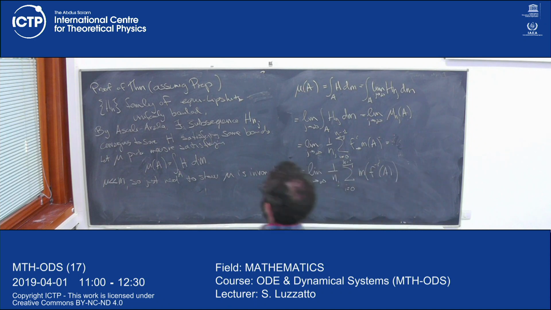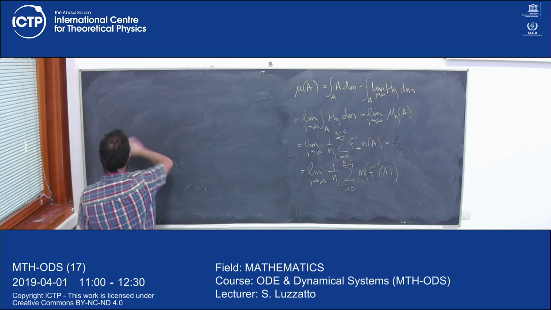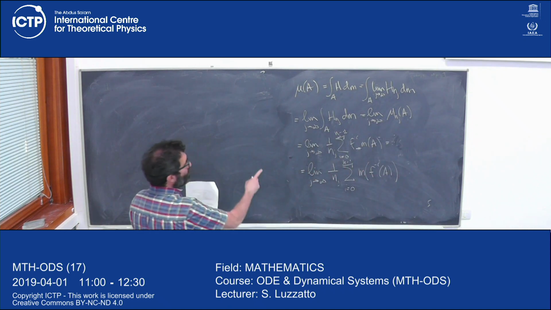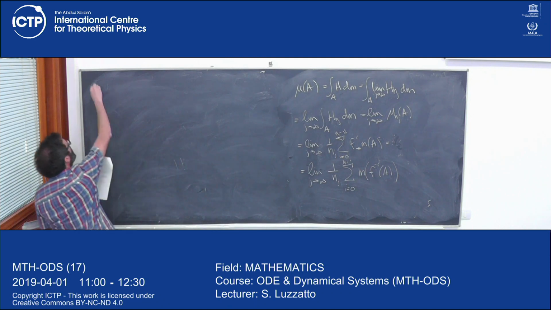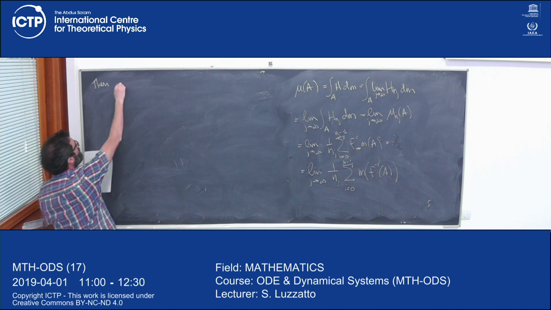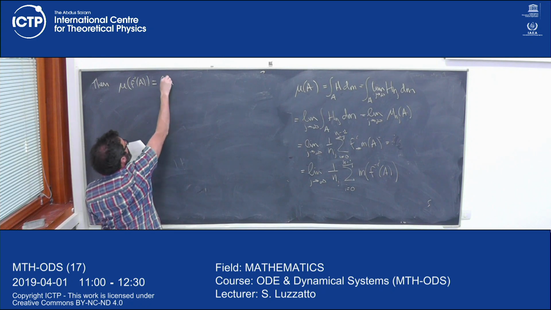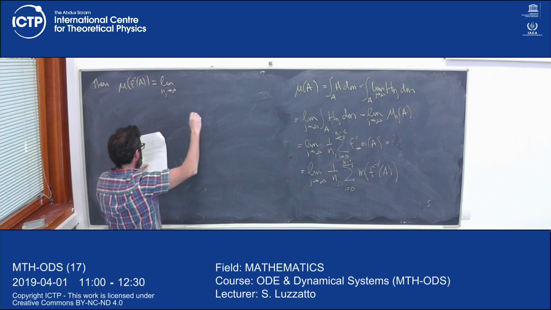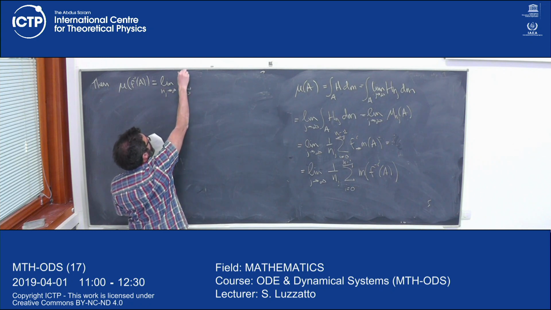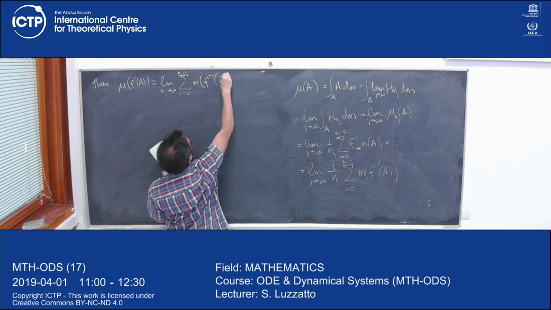Okay, that's just one line, and then for the next line, using this, we just get that mu of f minus 1 of A is equal, therefore, to the limit as nj tends to infinity of the sum from i equals 0 to nj minus 1 of the measure of f minus i of f minus 1 of A.